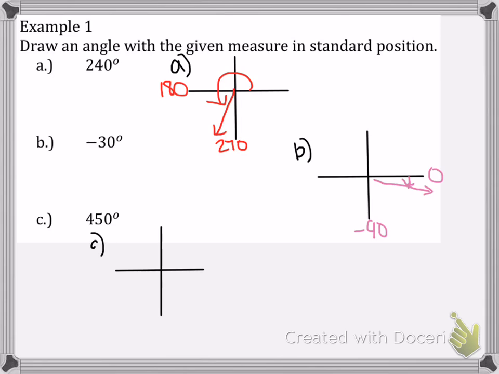And the last one, 450. Well, 450 goes around more than once. So I'm going to subtract out one rotation, and I end up with 90. So the initial side is there. The terminal side is going to be at 90. But when I draw my arrow, it goes around once and then goes up to 90.